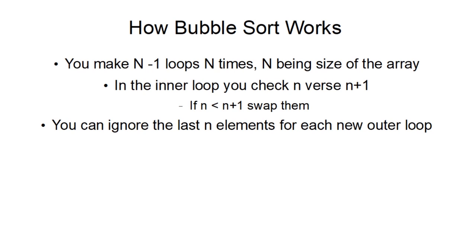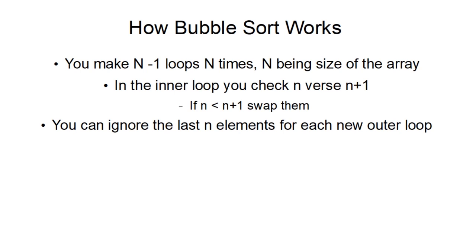So how exactly does it work? Well, the big O was n squared, so chances are we're doing a nested for loop, and in this case we are. We're making n minus 1 loops n times, where n is the size of the array. So you have the outer loop go from 0 to max, and the inner loop go from 0 to max minus 1. As you go through that inner loop, you're checking all the indexes. So you're checking index 0, 1, and then 1, 2, and then 2, 3, and so on. And if the smaller index is bigger than the bigger index, then you swap the numbers.